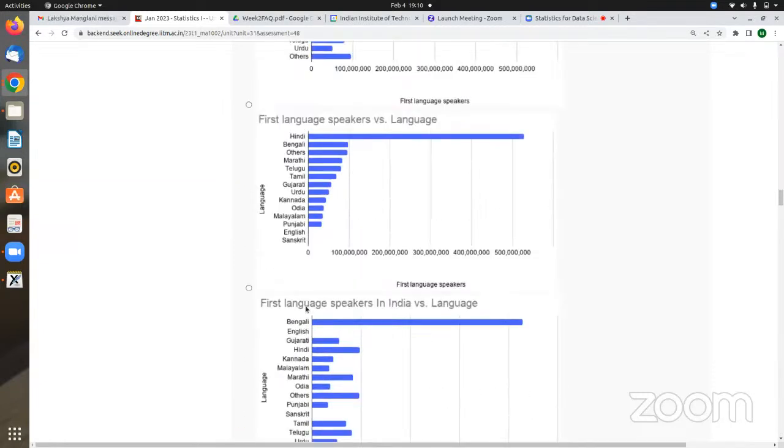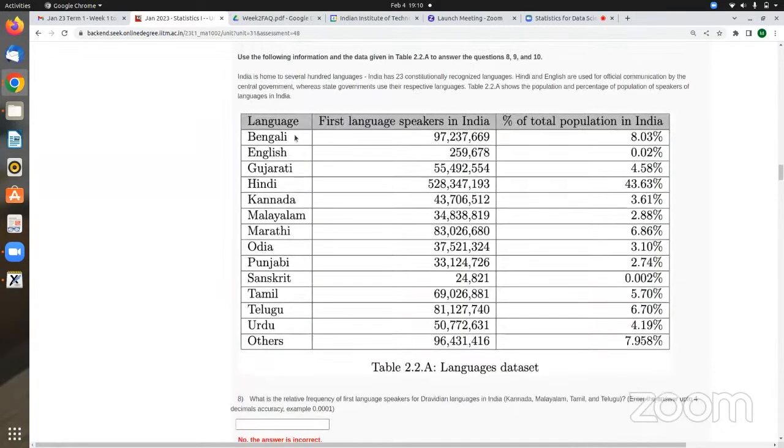Okay. And option B is... what is the highest percentage here? Hindi, right? Hindi is having 43%, right? And after that... Okay, so that means we have to refer to this chart and then we have to compare it. Definitely. Right. Okay, sorry. I think it is written 8, 9, and 10, right? Yes, sir. Now I got it. Thank you, sir. Okay.